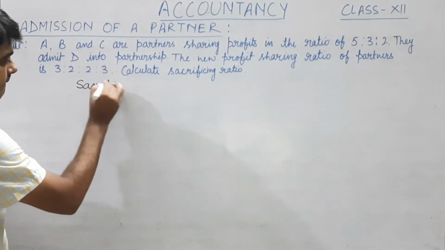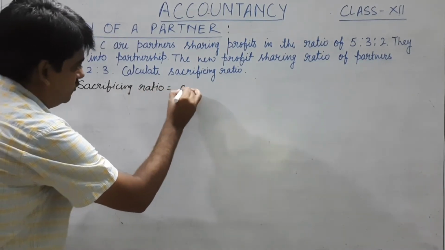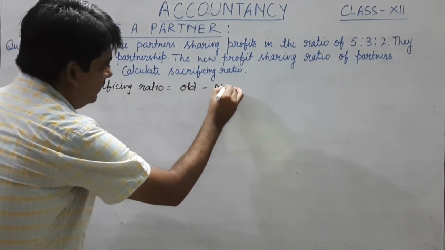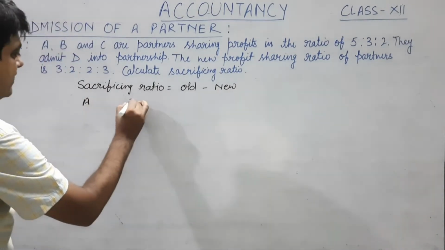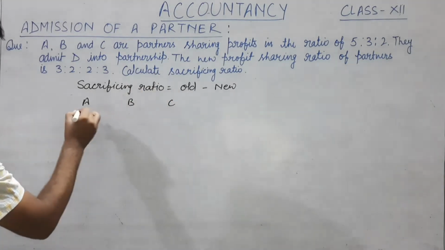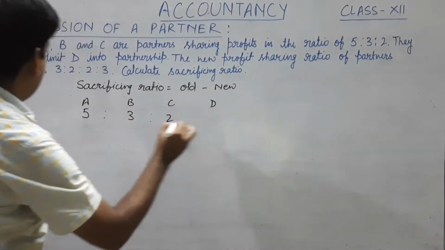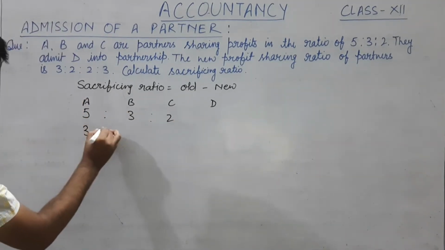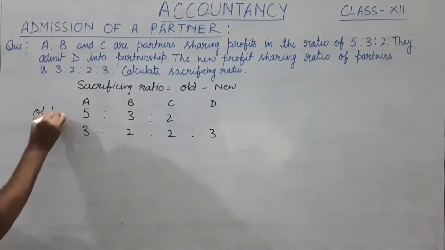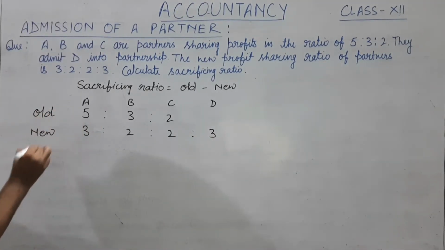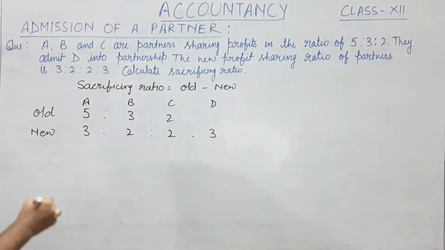Sacrificing ratio equals old minus new. We have to apply this formula. Now you can see A, B and C are partners and their profit sharing ratio was 5, 3 and 2 and they admitted D and their new profit sharing ratio is 3, 2, 2 and 3. So old profit sharing ratio is given and new profit sharing ratio is also given. So with the help of this formula, very simply you can calculate the sacrificing ratio.